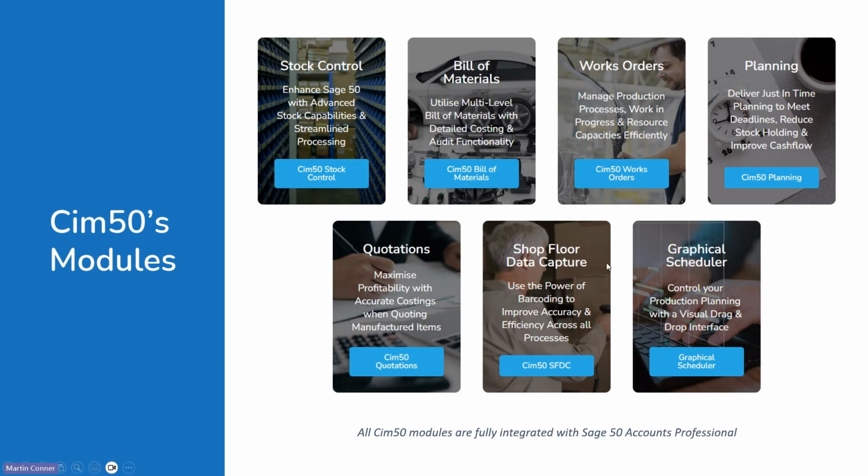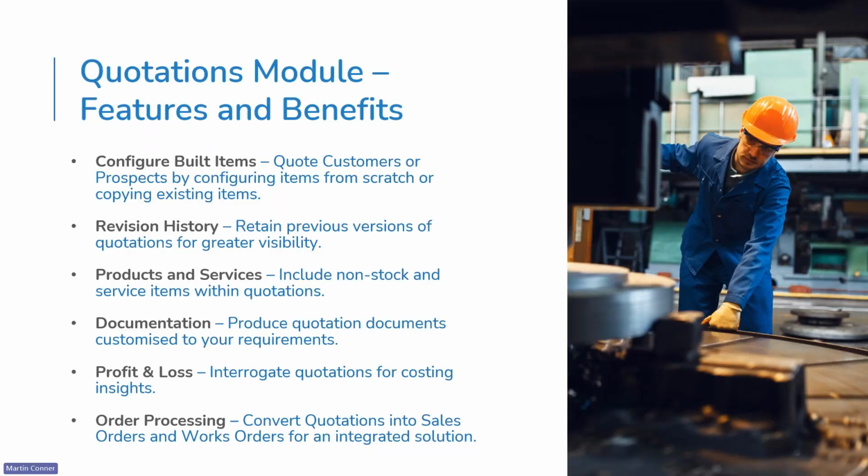We've then got our shop floor data capture module, which I like to refer to as barcode anything: goods receipts, dispatches, stock takes and the likes, issues to works orders. And then our graphical schedule, which is our newest module, as I said, for allowing you to visualize your production, identify conflicts and overloads and drag and drop those jobs around operation by operation to overcome those. All fully integrated with Sage 50 Accounts Professional.